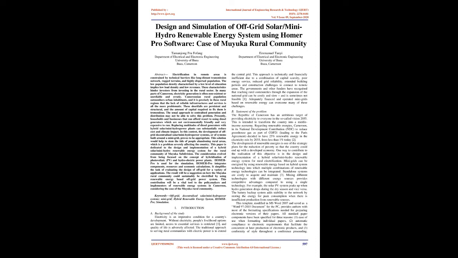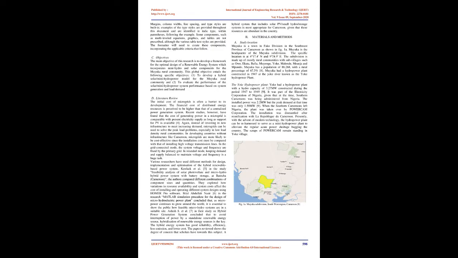The traditional approach to serving rural communities with electric power is to extend a central grid. This approach is technically and financially inefficient due to a combination of capital scarcity, poor energy service, reduced grid reliability, extended building periods and construction challenges to connect to remote areas. Governments and other funders have recognized that reaching rural communities through the expansion of the national grid can be costly and slow, and is sometimes not feasible. Adequately financed and operated mini-grids based on renewable energy can overcome many of these challenges.